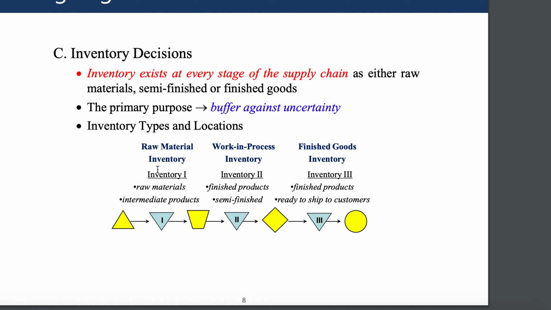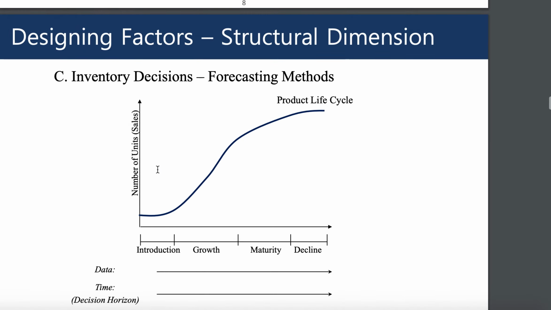So maybe they are finished, but they haven't gone through certain checks. They haven't been planned to be distributed to the distributors, something like that. So it's kind of semi-finished, still not ready to be shipped to the customers. And the third type of inventory is the finished products, which are the products ready to be shipped to the customers. So these are the three types of inventories.